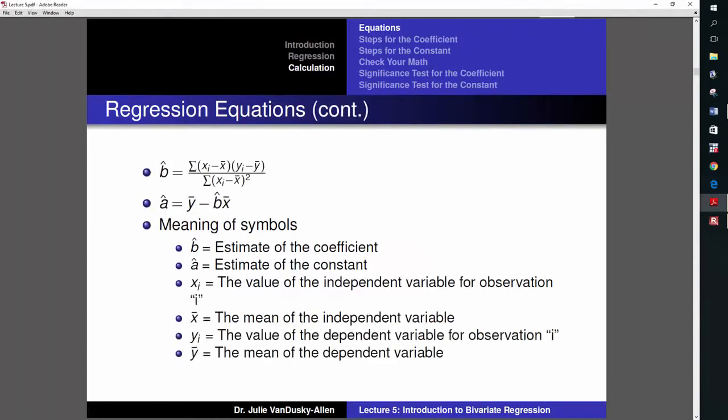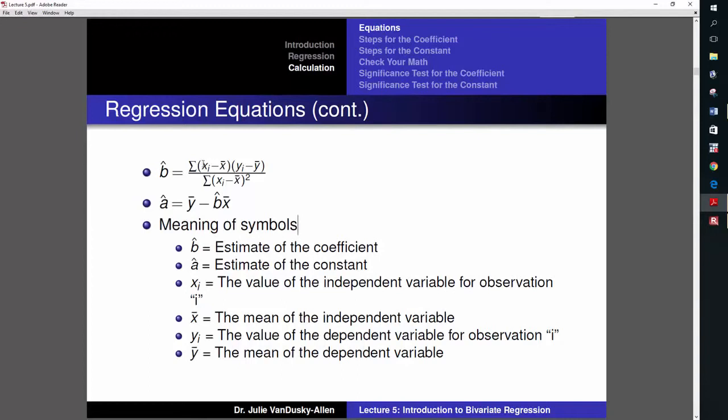Now on to calculating b hat and a hat. These are the equations for calculating the coefficient b hat and constant a hat. In the next few slides, I will walk you through the steps of calculating the estimated coefficient b hat. However, I will briefly go through the equation here.